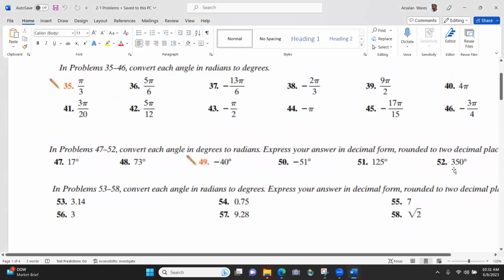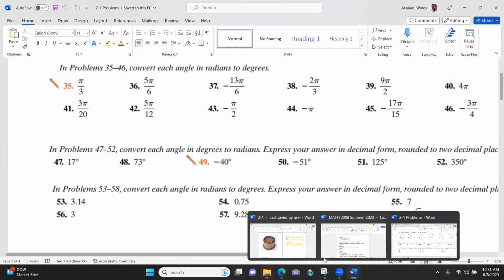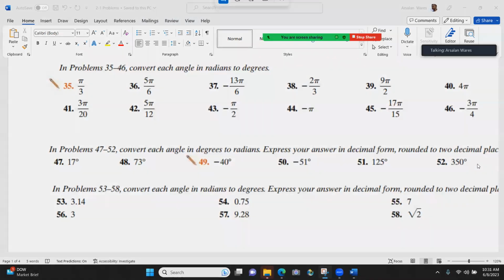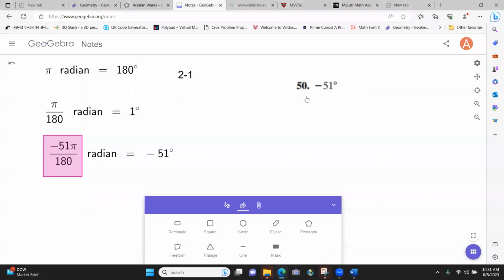So guys, let me do number 52. Same technique. I'm going to convert this angle, which is given in degrees, to radians. I'm going to start with this: pi radian is 180 degrees. I'm going to divide both sides by 180. That step you'll have to use for everything.